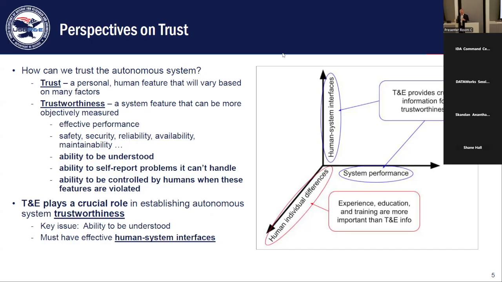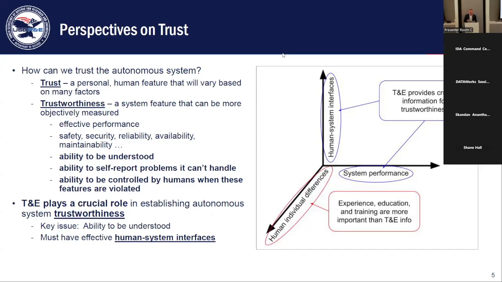Some new things that autonomous systems might have that traditional operator-driven systems, a tank or a submarine with humans in it, don't need to have in the same ways is the ability to be understood, to self-report problems it can't handle, to be controlled by humans when any of the above features of trustworthiness are violated. And test and evaluation obviously provides a crucial role in establishing the trustworthiness of a system. So not just the performance, but all the other features that go into making it trustworthy. One key issue is ability to be understood.